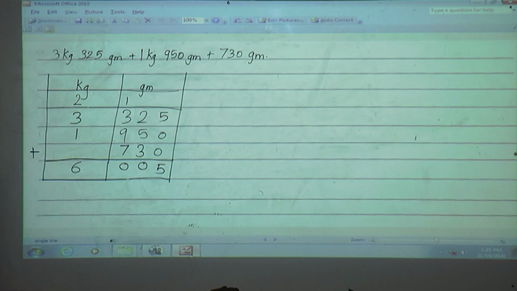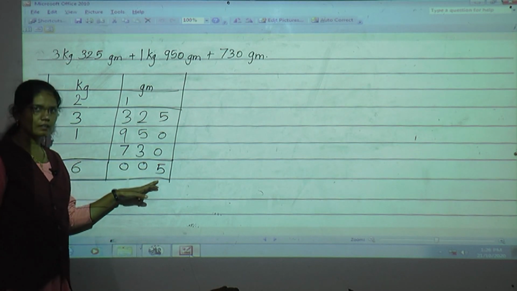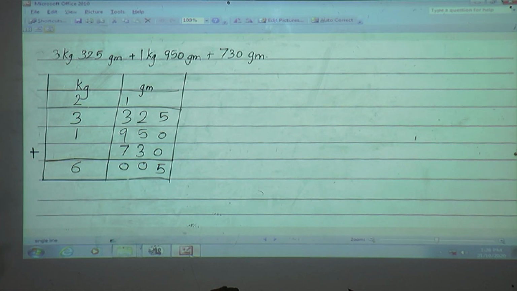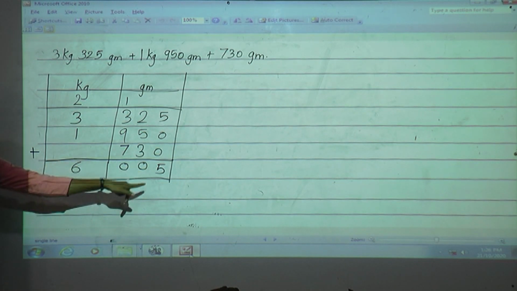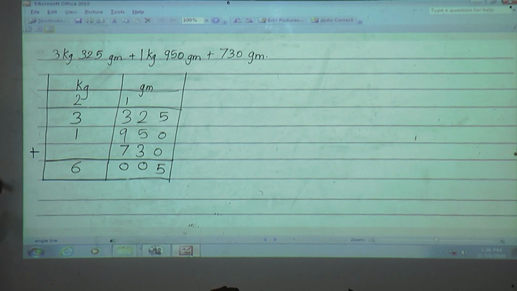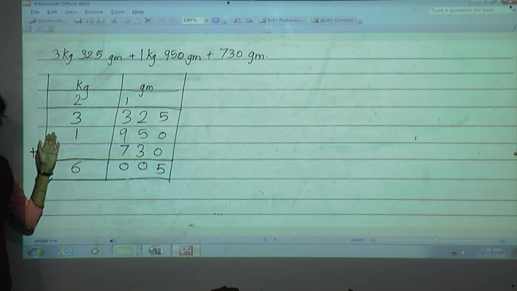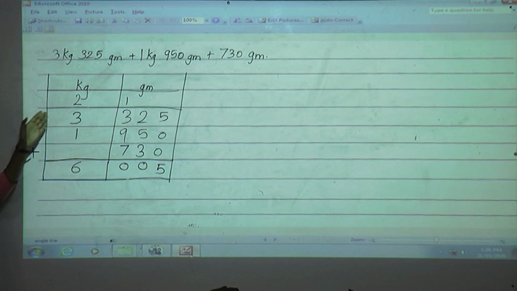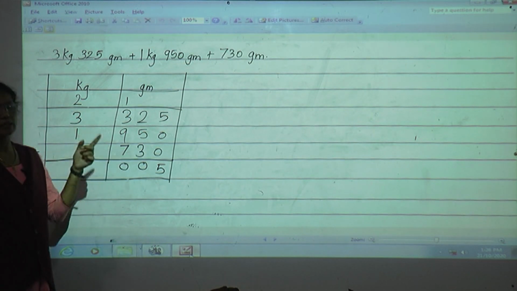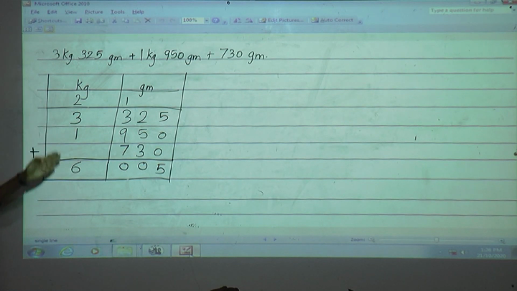So what is the weight of the filled school bag? 6 kilogram and 5 gram. Okay, what is the weight of the filled school bag? 6 kilogram 5 gram. Because here in the bag some books are there and some exercise books are there. When we add these two weights, then we will get the weight of the books only. And if we add the weight of the empty bag, then we will get the weight of the filled bag. So what is the weight of the filled school bag? 6 kilogram 5 gram. Understood?